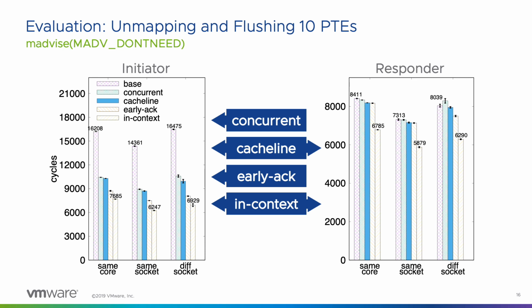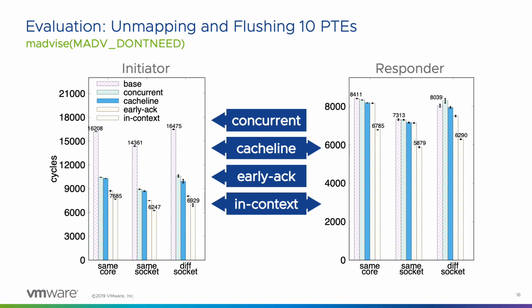For evaluation, we created a micro benchmark to measure the time that is spent in the kernel by the initiator and the responder when one thread calls madvise to unmap 10 pages. Both threads record the number of cycles that were spent in the kernel. We show the results for the initiator on the left and the responder on the right when they are located on different threads on the same core, on the same socket, and on two different sockets. We show the performance of the baseline system and when each optimization is added on top of the previous one.